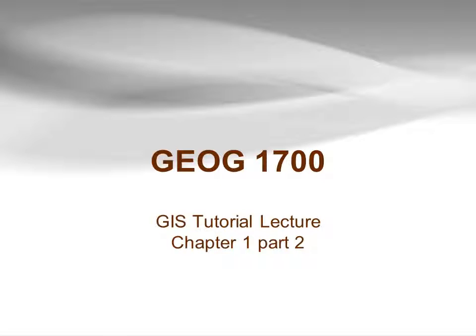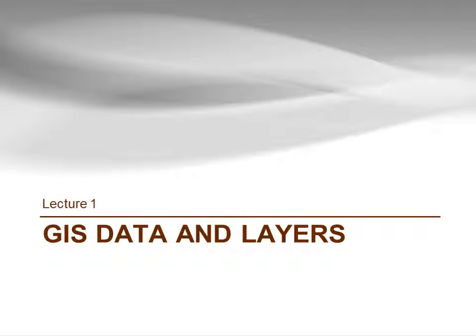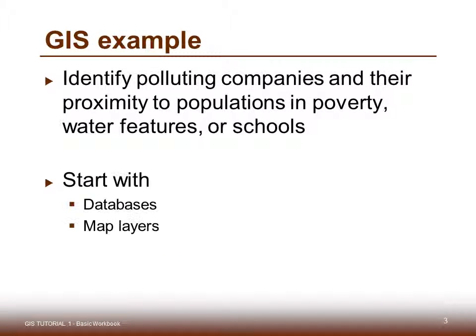This is part 2 of the Chapter 1, Lecture 4 material, and in this section we will look at GIS data layers. We'll do this by using an example, which is the challenge of identifying polluting companies and their proximity to populations in poverty, water features, or schools. In other words, this is one of these cases where we're trying to look at the relationship between potential pollution sources and affected populations, and then use spatial data to better understand the patterns of what's happening to those communities.